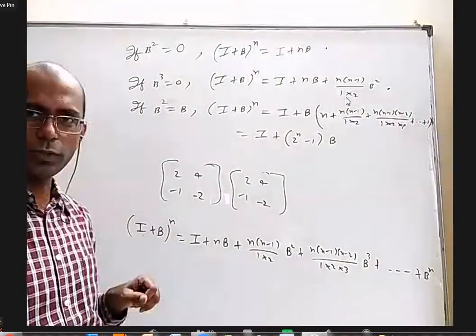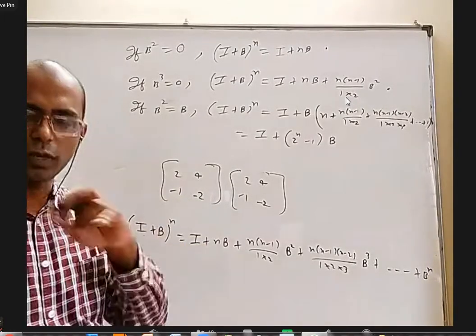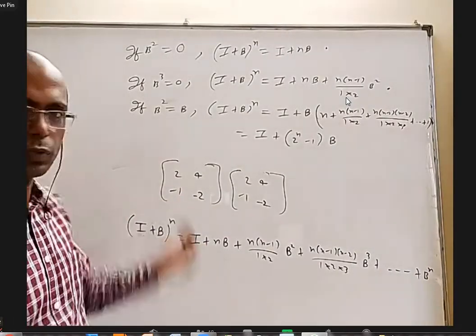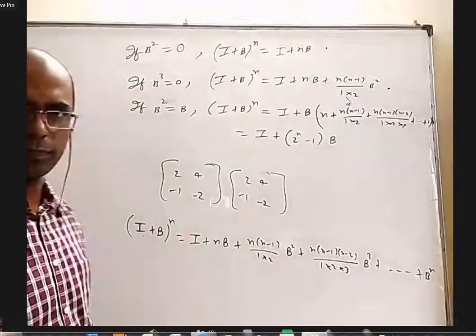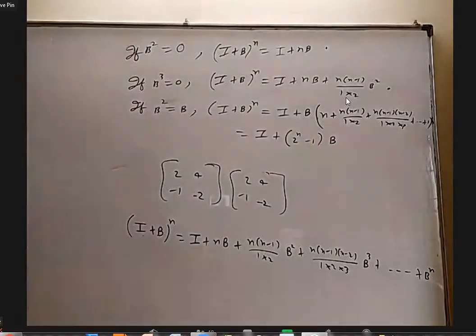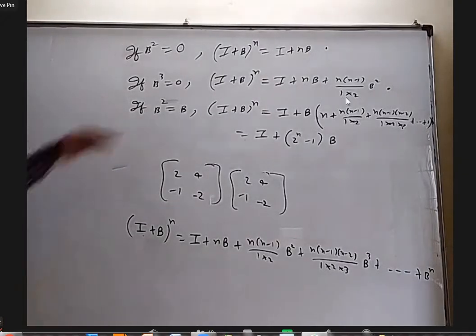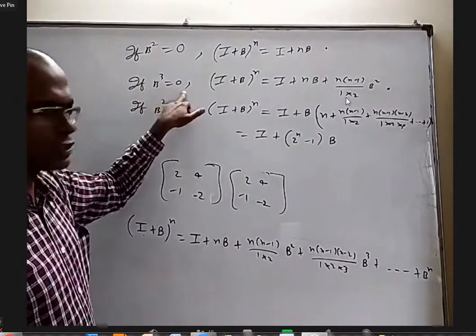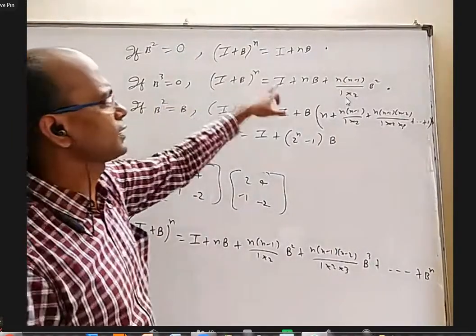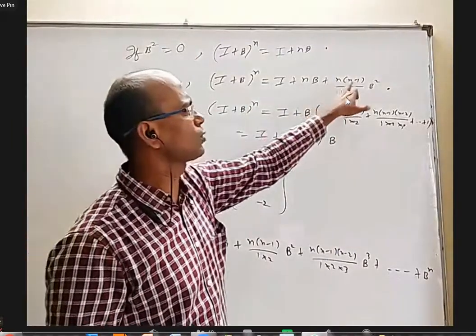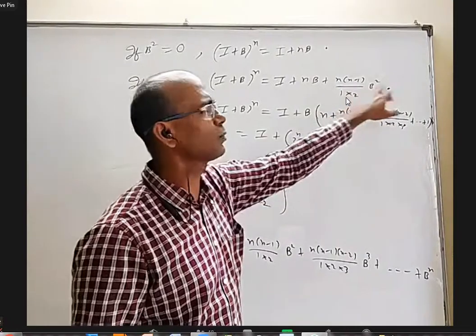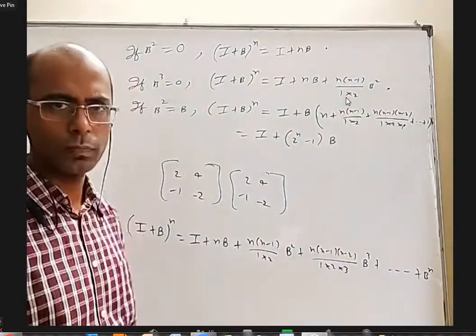And you know, this is what I'm going to use for one of the intermediate questions to prove in a different way. Exactly this one. I'll show you. Sir, once can you read that second point? If B cube is a null matrix, (I plus B) whole power n is I plus nB plus n into (n minus 1) by 1 into 2 into B square. Is it okay? Okay, sir.